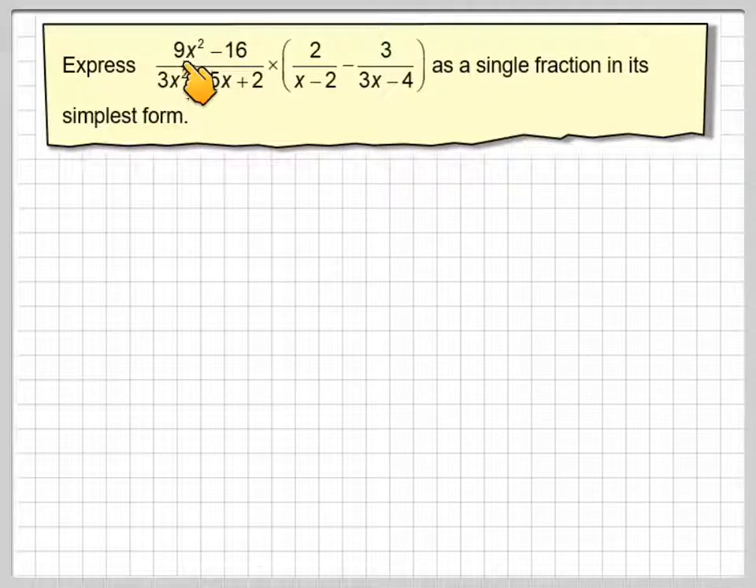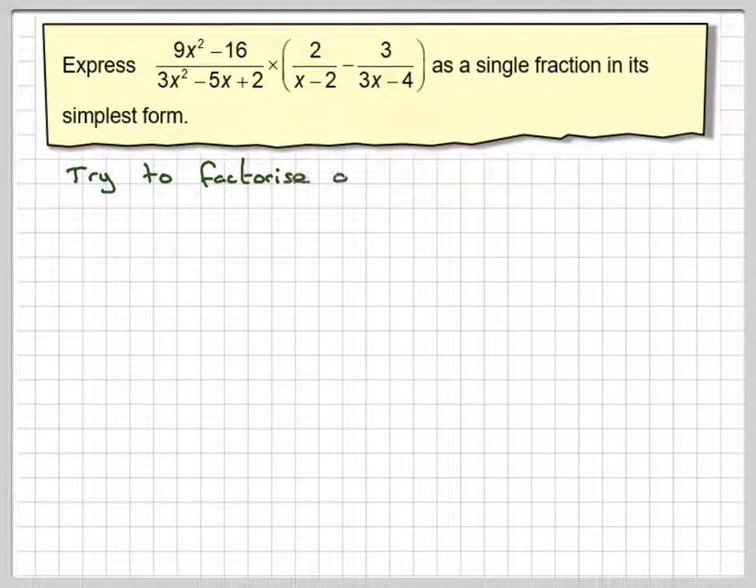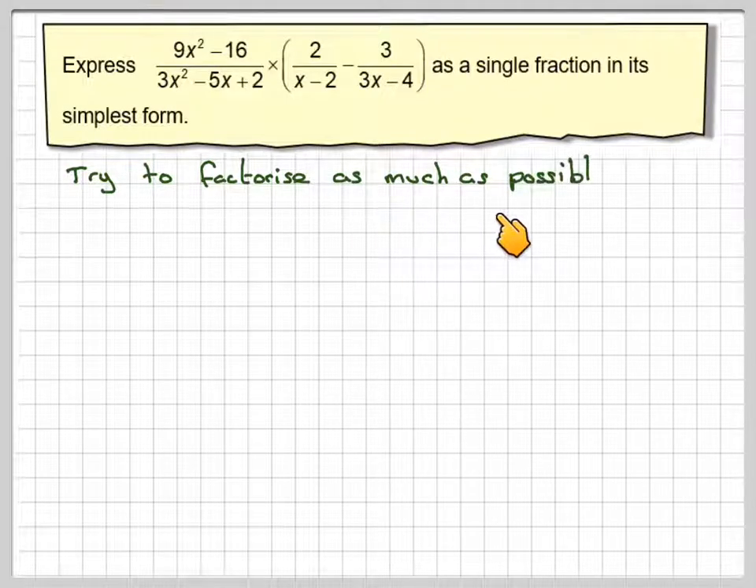Right, we've got to express (9x squared minus 16) over (3x squared minus 5x plus 2) times (2 over x minus 2 minus 3 over 3x minus 4) as a single fraction in its simplest form. Now, at first look, it looks quite complicated. However, if you apply this technique, try to factorize as much as possible, it might help you.